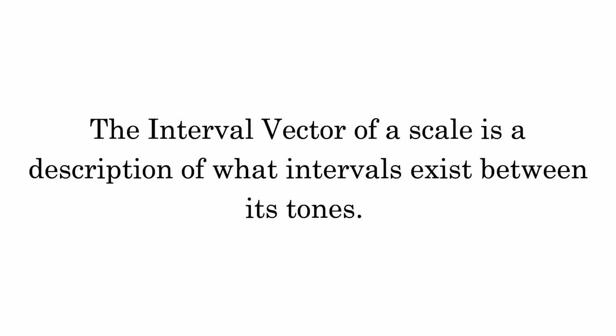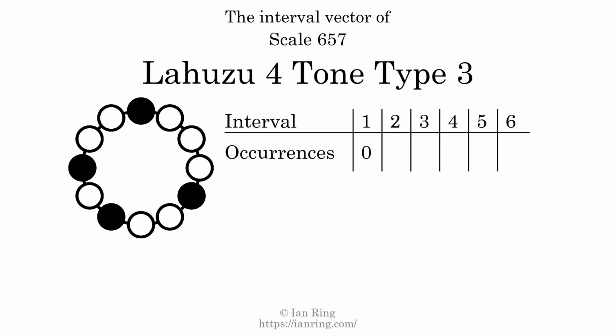The interval vector of a scale is a description of what intervals exist between its tones. There are no intervals with a size of 1 semitone. There is one interval with a size of 2 semitones. It is here. There are 2 intervals with a size of 3 semitones. They are here, and here. There is one interval with a size of 4 semitones.